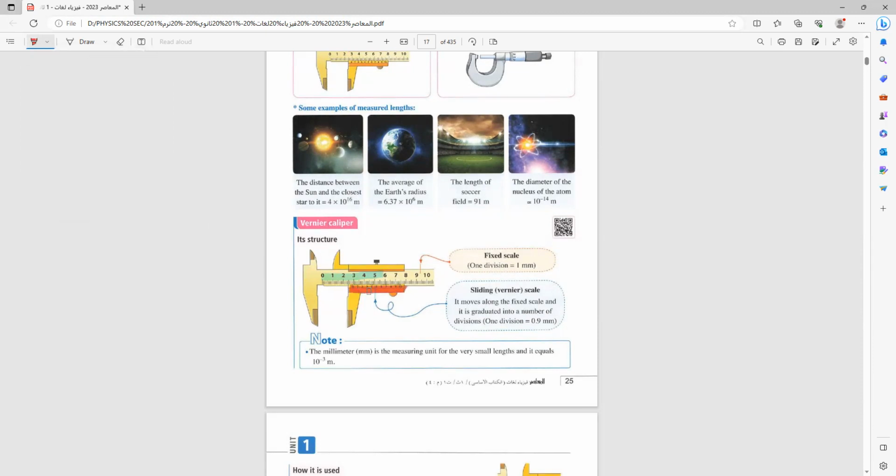Sliding scale. First one, fixed scale. What are these numbers? These numbers measure the value in millimeters. What about the variable scale? The variable scale measures the value as a fraction, from 0.1 to 0.9 of a millimeter. The millimeter equals 10 to the power negative 3 of a meter. All of us know this.